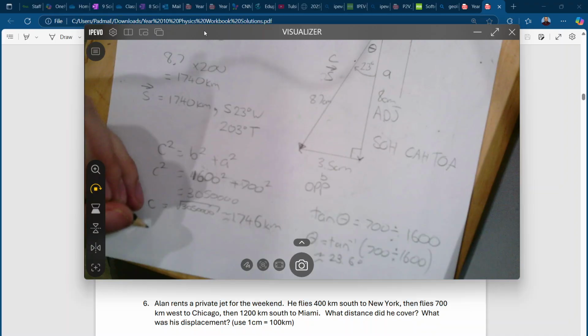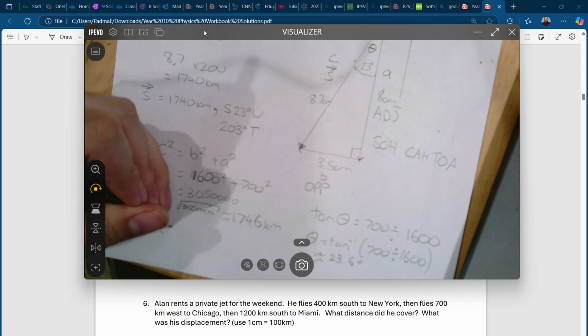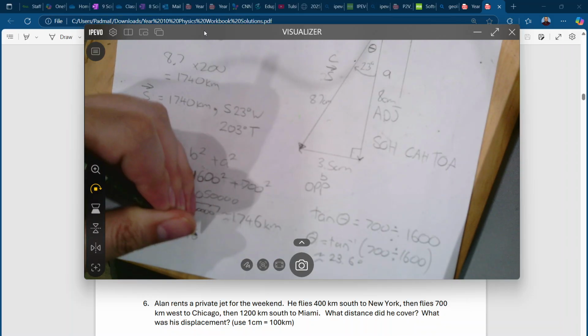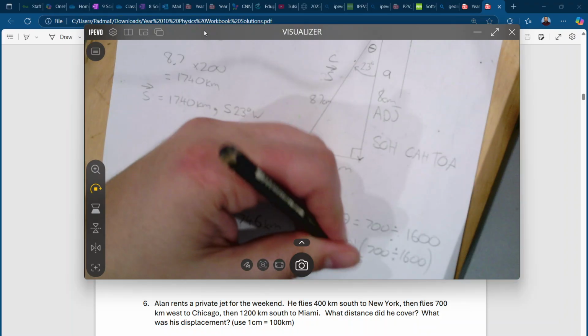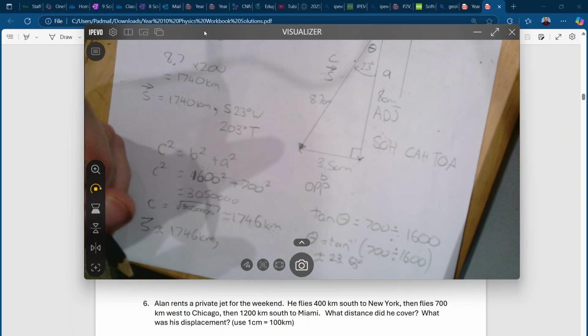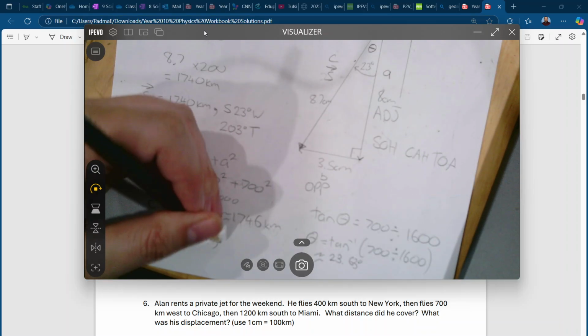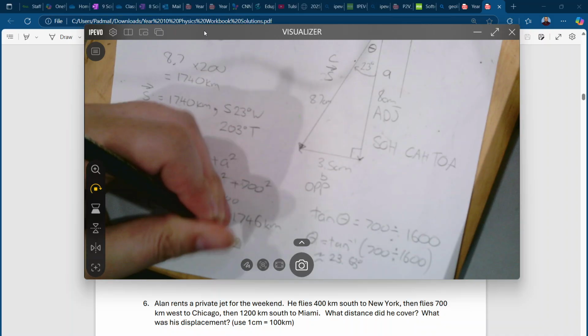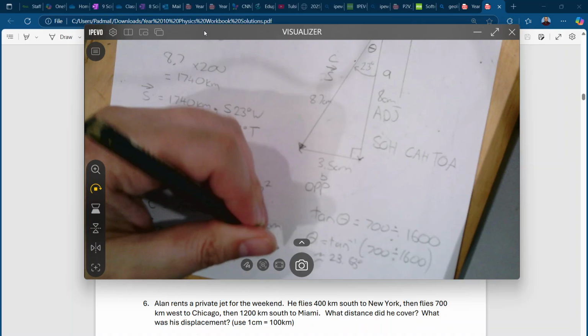So the actual answer would be approximately, we are still rounding things off. All right, so I'm saying 1,746 kilometers in a direction of. All right. I'll round to 4 significant figures since I got 4 here. All right. So in the direction of south 23.63 degrees towards the west.